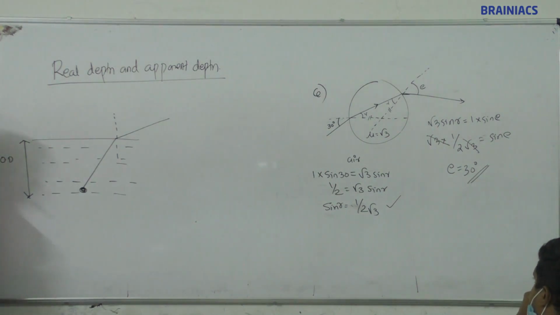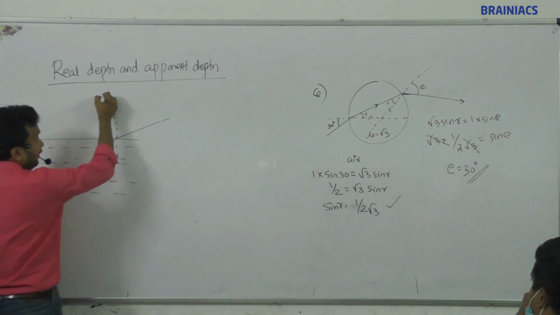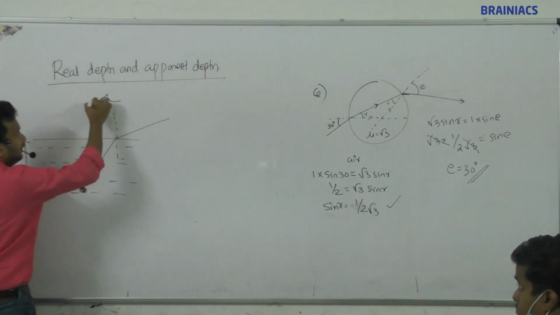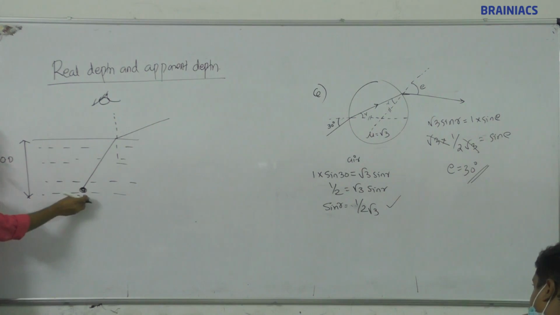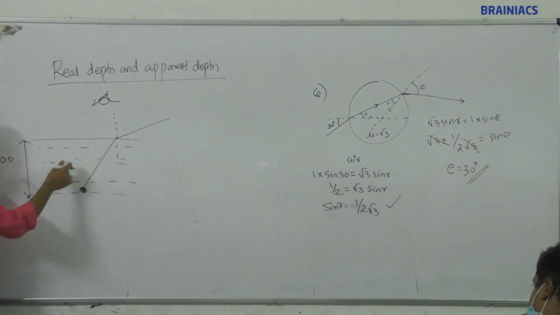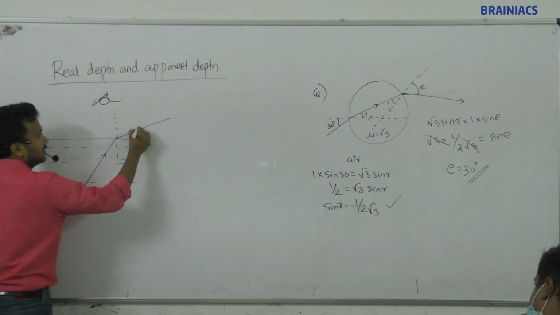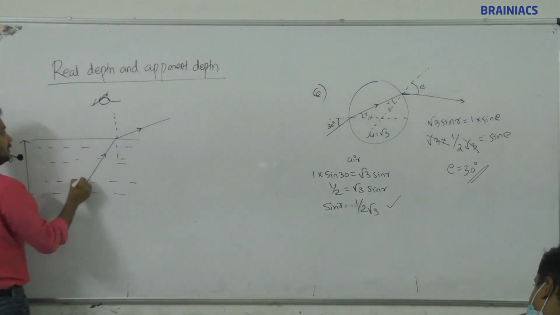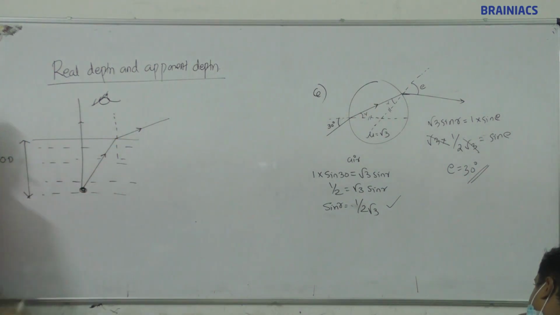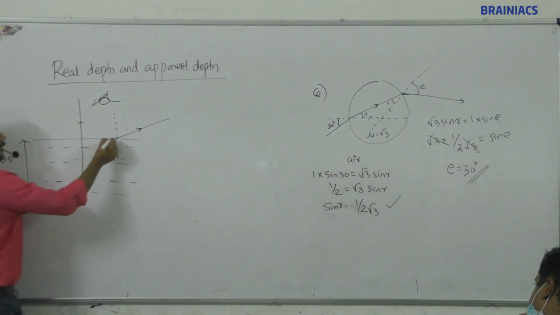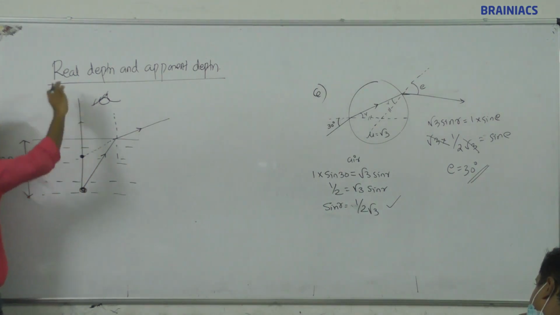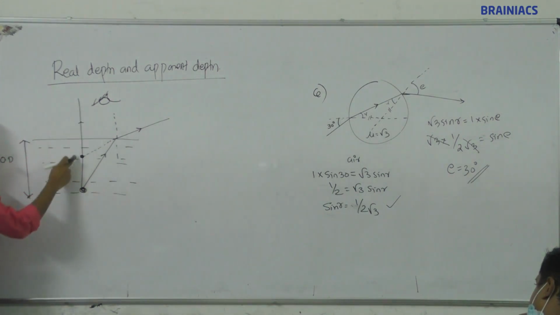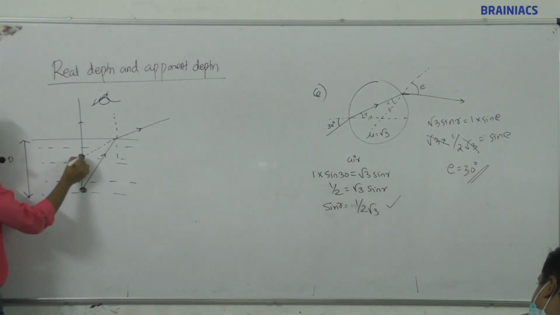Okay, but I feel the coin is not exactly here. If I am looking from here, the coin is somewhere here. Now if you extend this refracted ray, it will meet at this point. This is the height you feel it is. When you are looking from here, you feel it is not here, you feel it is somewhere here.